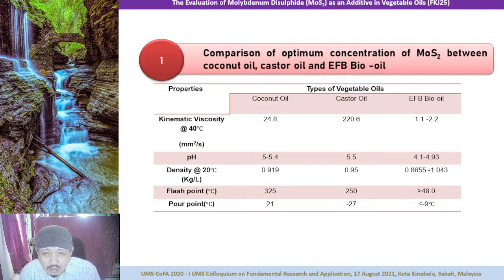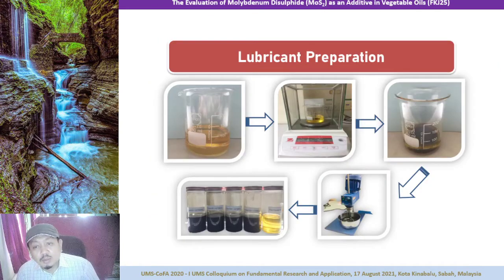For density, coconut oil shows 0.919. For castor oil 0.95, and EFB bio-oil 0.8655 to 1.043. For flash point, coconut oil shows 325 Celsius, castor oil 250, and EFB bio-oil is more than 48 Celsius. For pour point, coconut oil shows 21 Celsius, castor oil negative 21, and EFB bio-oil less than negative 9 Celsius.